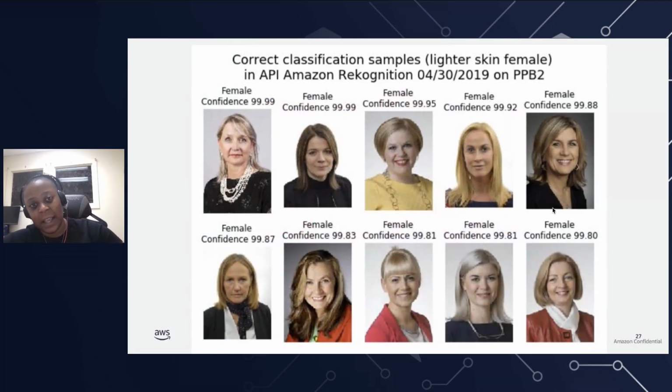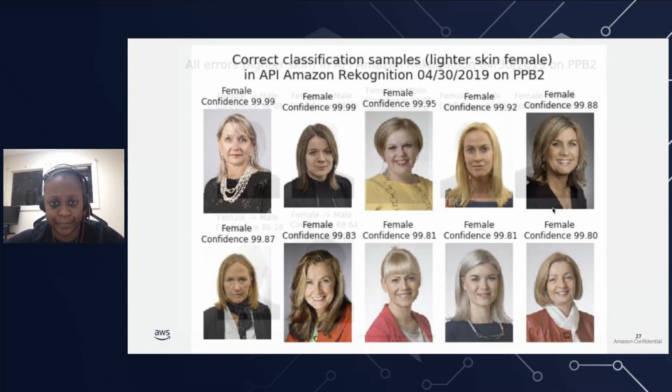So we also did the same for the other groups as well. And here's just an example of when we were looking at lighter skinned female. Again, this is according to how they're labeled in the data set, darker and lighter. We were trying to see, okay, is there anything that sticks out with the correct samples? And all these seem to be, at least visually, lighter skinned females, which are accurately classified as in this term female. Again, we're looking at binary gender with a confidence score of 99% or higher.